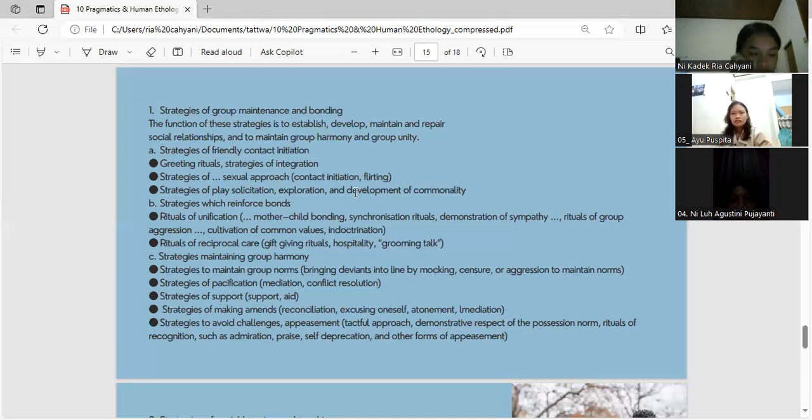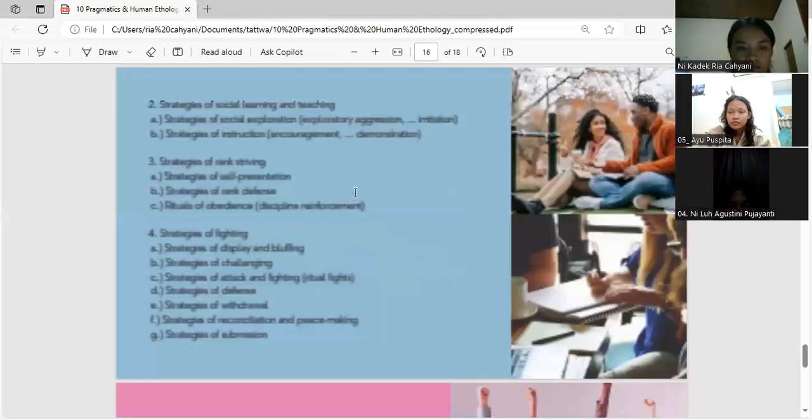And the third one, strategies maintaining group harmony. For example, strategies to maintain group norms, bringing defiance into line by mocking, censure or aggression. Strategies of pacification, for example, mediation, conflict resolution, strategies of support, strategies of making amends, and strategies to avoid challenges.